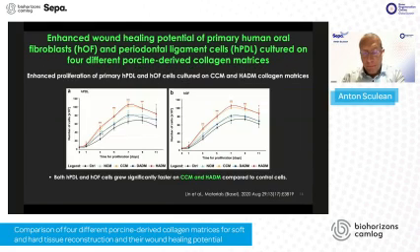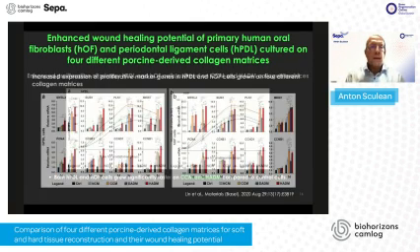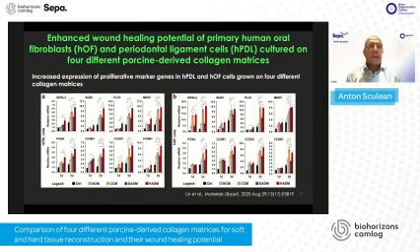ligament cells and oral fibroblasts, gingival fibroblasts. Then you can see again these two graphs, the red one and the orange one, seem to be higher, especially compared to the black one, because that's the control.